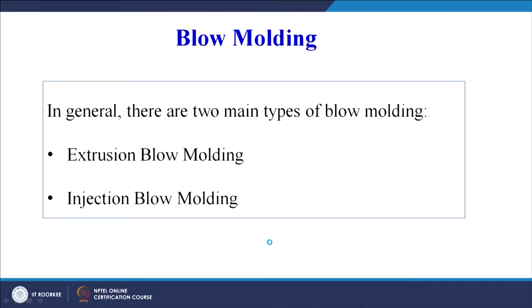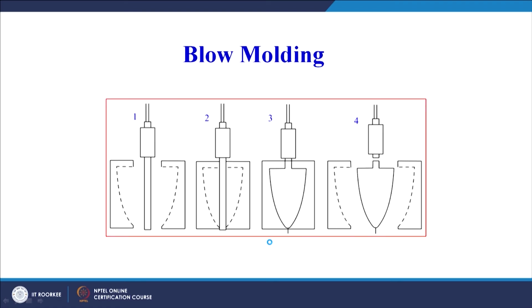In general, there are two main types of blow molding processes: extrusion blow molding and injection blow molding. And this is basically the diagram which will make it very clear. This is the raw plastic part, which is sometimes called a Parison also, P-A-R-I-S-O-N, Parison. And then this is the first stage.